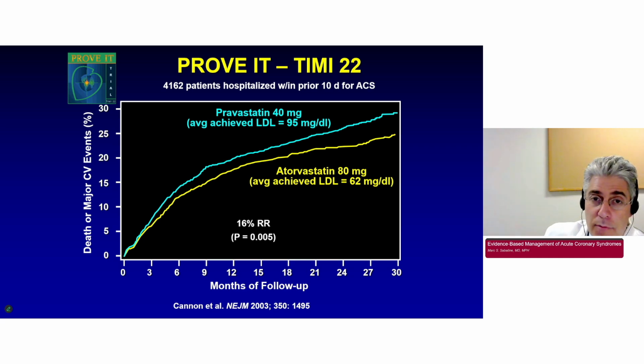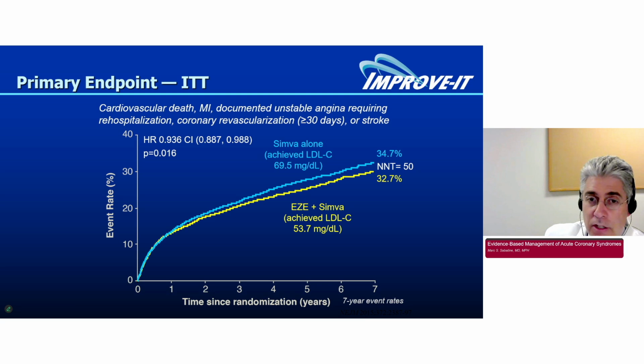So we know from the PROVE IT-TIMI 22 trial that Chris Cannon and our group led, that high-intensity statin is better than moderate intensity, atorva 80 better than prava 40. We then did the IMPROVE-IT trial looking at adding a non-statin, in this case ezetimibe, to statin therapy. And with that, there's a further reduction in events. Small relative risk reduction, 6.4%. But a small absolute decrease in LDL cholesterol. These were very well-treated patients where even in the control arm, the LDL was 70 milligrams per deciliter.